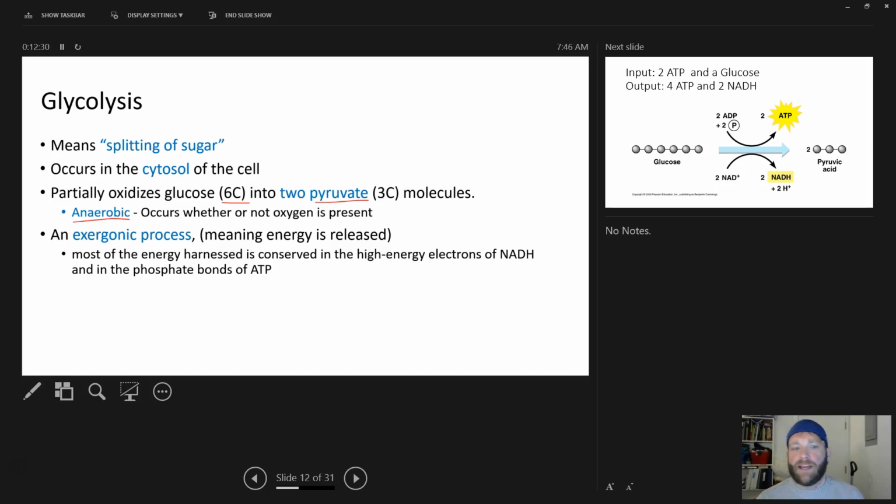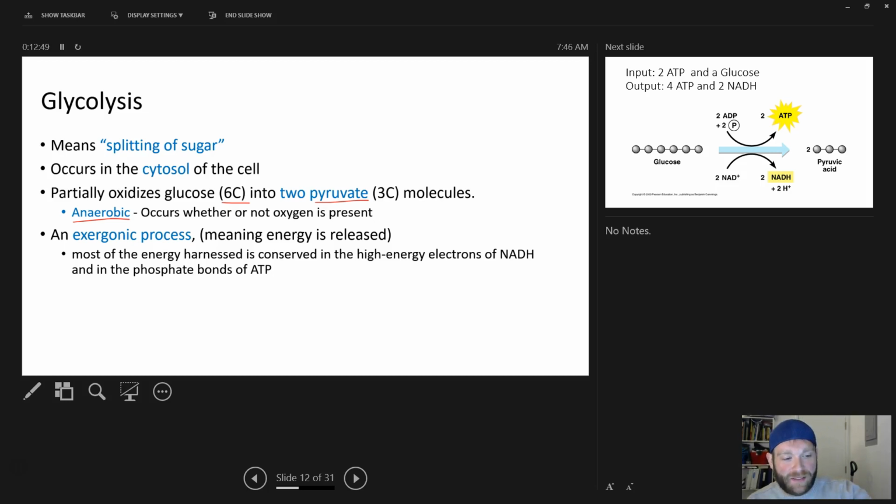You might be asking, if I don't need oxygen to make this happen, why does it matter? The problem is that glycolysis is not very efficient. You don't get very much energy from breaking a single glucose. It takes more chemical reactions for us to get as much energy as we need to do anything.